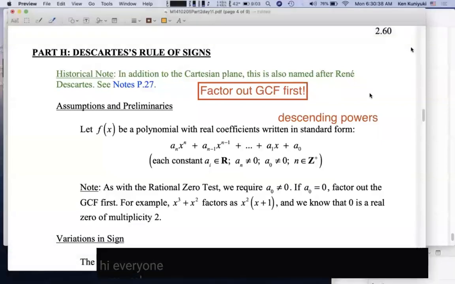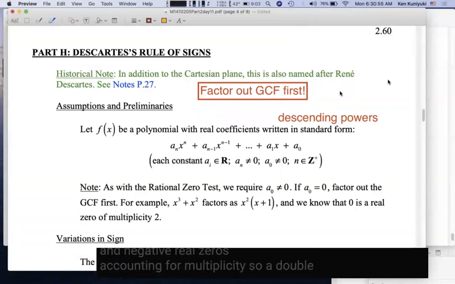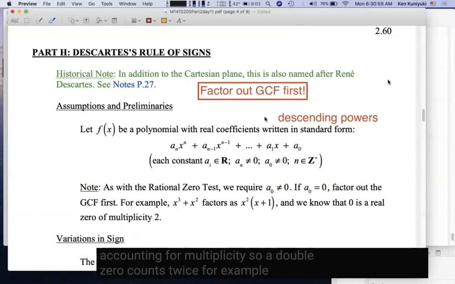Hi, everyone. Remember when we found possible numbers of turning points for the graph of a polynomial? Well, now we're going to talk about Descartes' rule of signs, which will help us figure out possible numbers of positive real zeros and negative real zeros, accounting for multiplicity. So a double zero counts twice, for example.